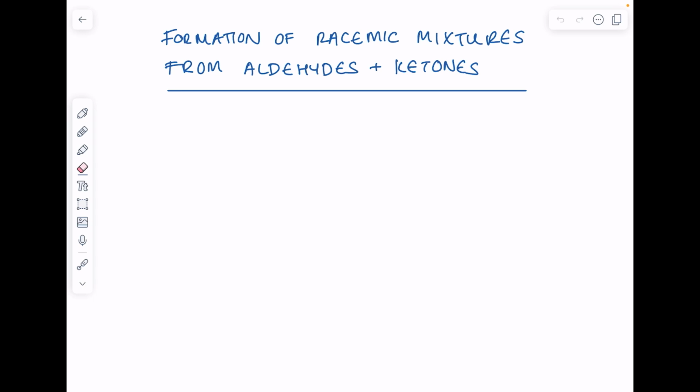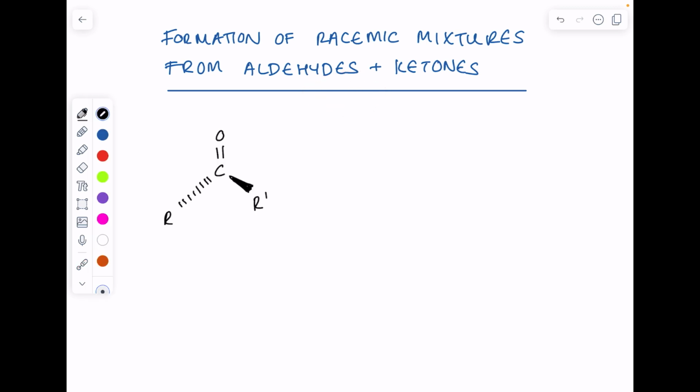Formation of racemic mixtures from aldehydes and ketones. We're combining everything we've just learnt to do with nucleophilic addition reactions and how optical isomers involve the production of enantiomers, which are non-superimposable mirror images of one another. We're going to show how the products of these nucleophilic addition reactions produce a racemic mixture.